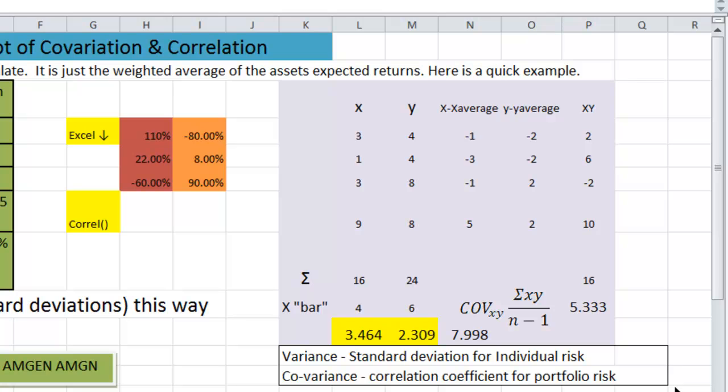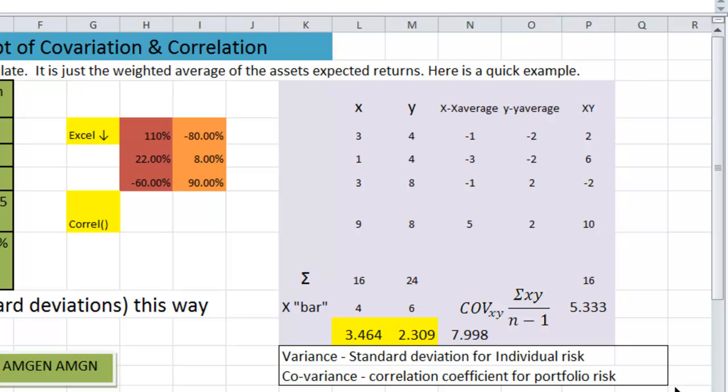And for later on the problem, just below that in orange, 3.464 and 2.309, I went ahead and got the standard deviation as well. You can do this really simply in Excel. The video on the standalone risk shows you how to calculate that. So we have the standard deviation and the average, or mu, of X and Y.